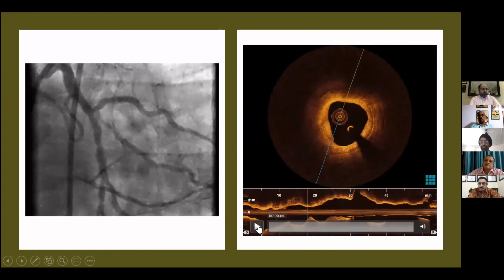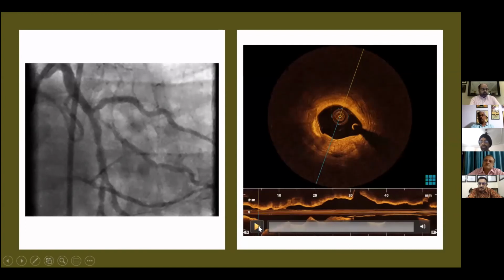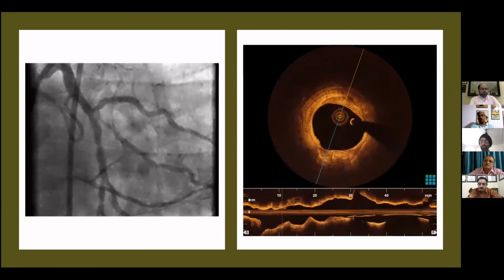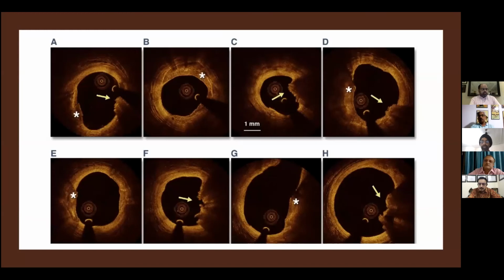So a calcified nodule can actually cause a lot of problems in dilating. Suppose we have this kind of a calcified nodule. You have a wire which is lying on this side. If you do a rotablator, we'll be able to cut this calcium.